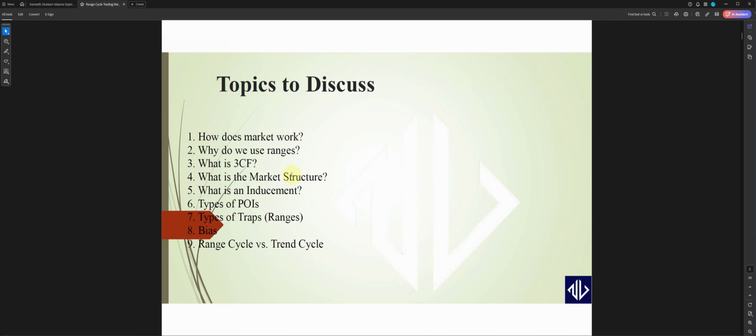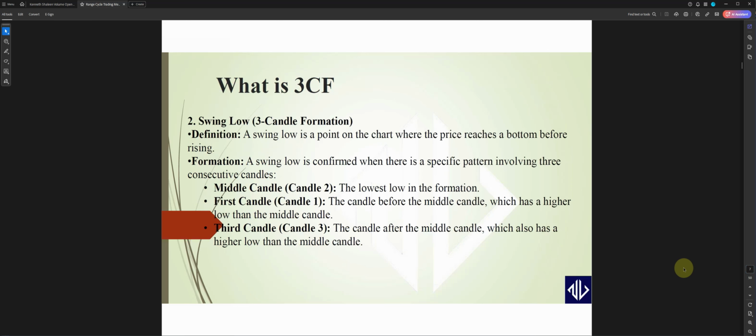Hello guys, this is the third lecture in this video series. In this lecture we will understand what is the three candle formation. So three candle formation, also called the swing point, and also has another name, the pivot. So what is the three candle formation?